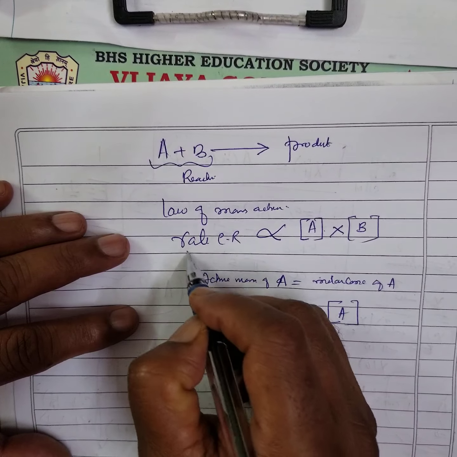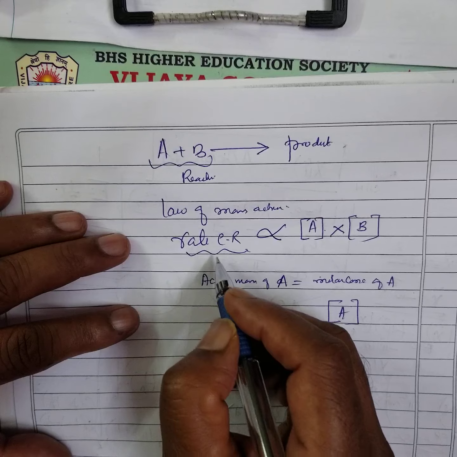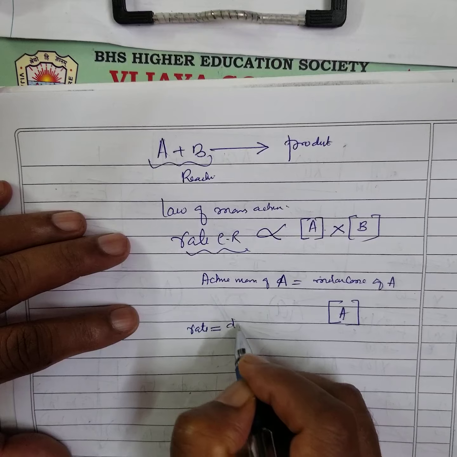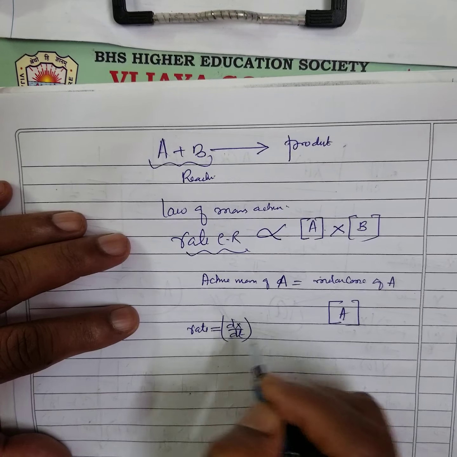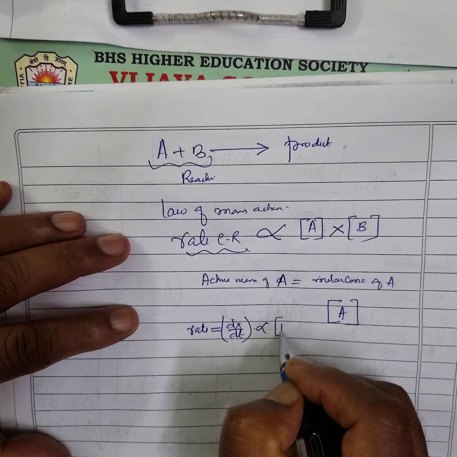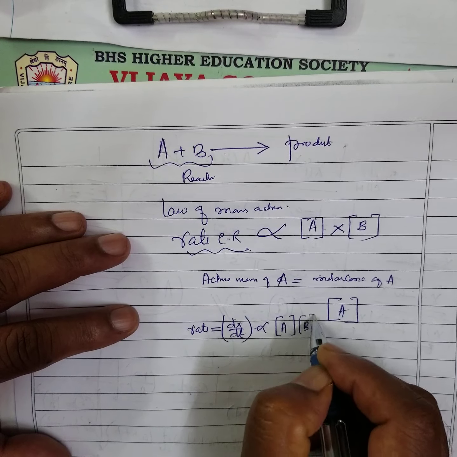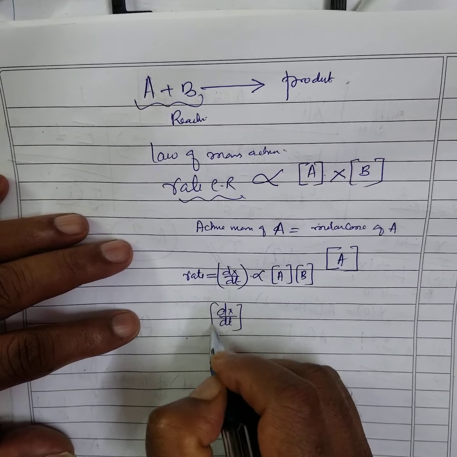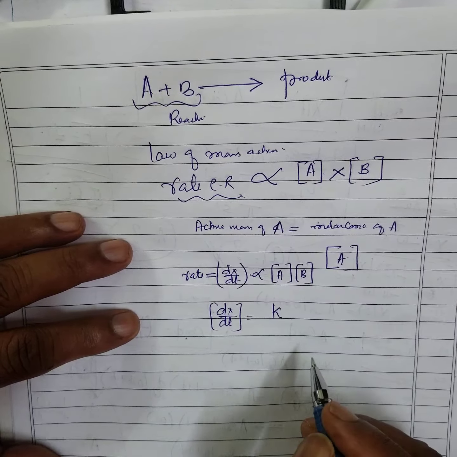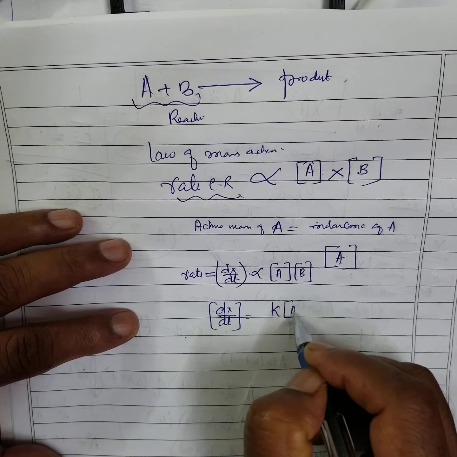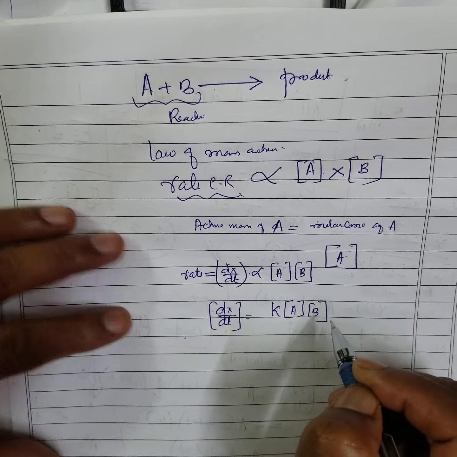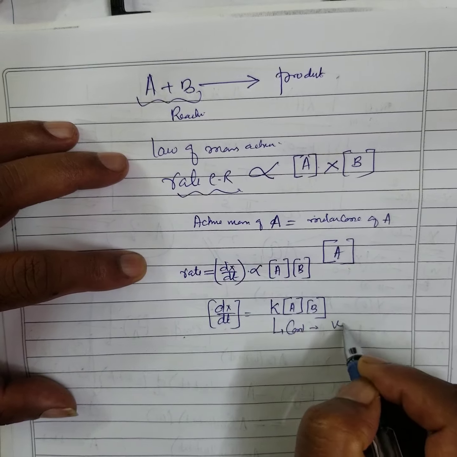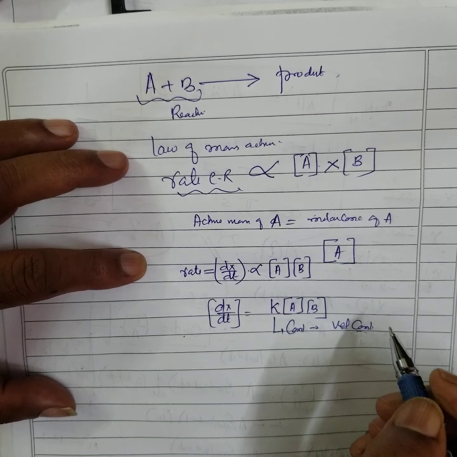Therefore, here the rate is equal to dx by dt. You know this. Rate is directly proportional to the product of active masses of the reacting substances, so dx by dt is equal to a constant times [A][B], where K is the constant. What is this constant called? This constant is also called the velocity constant.